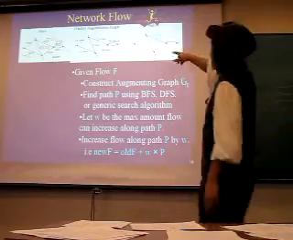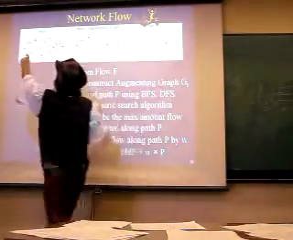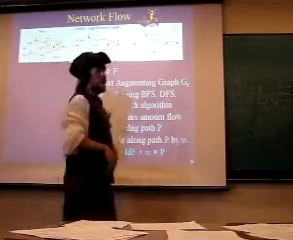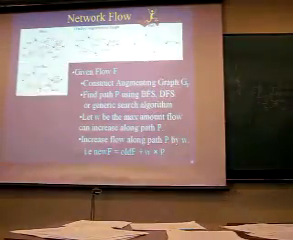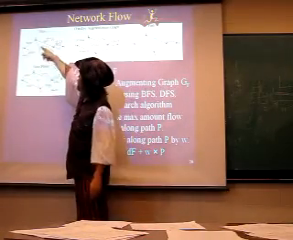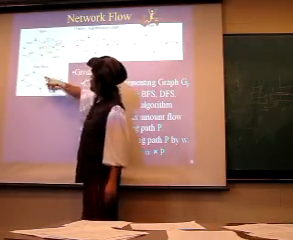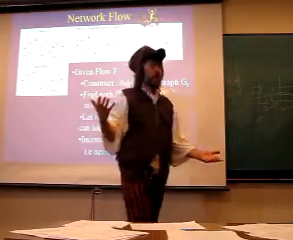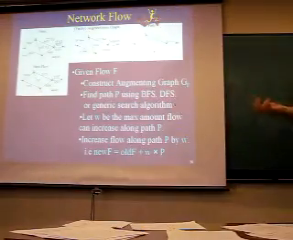Here we take this flow of 1, and we add the 1 along here, giving us our new flow. All right, so the 30 went up to 31, the 0 went up to 1, the 20 went up to 21, the 50 went up to 51. Everybody kind of buy that?